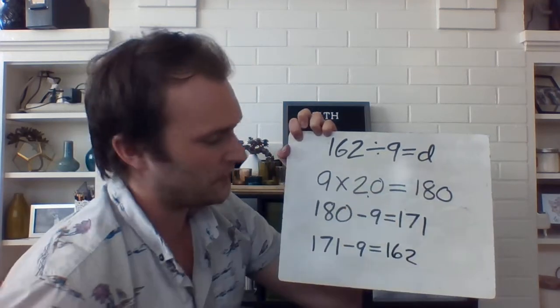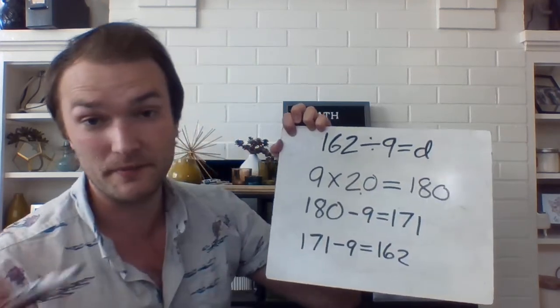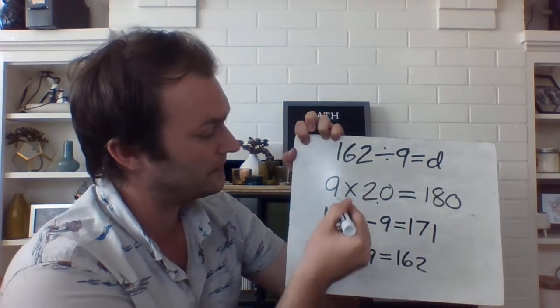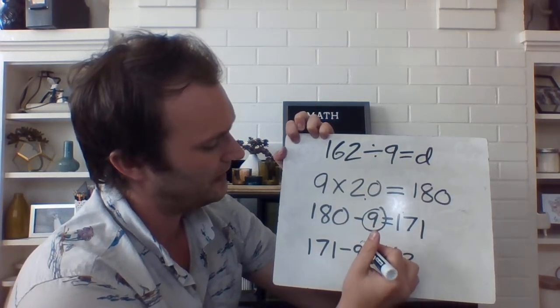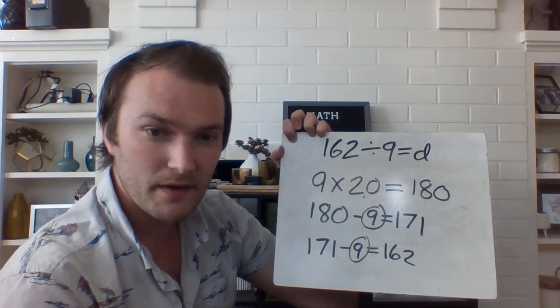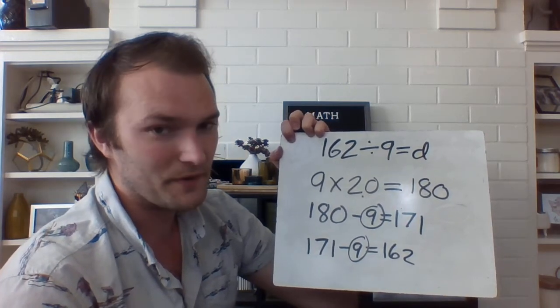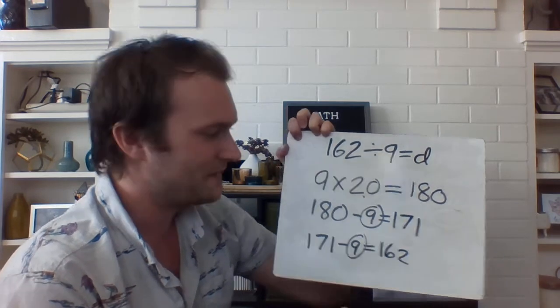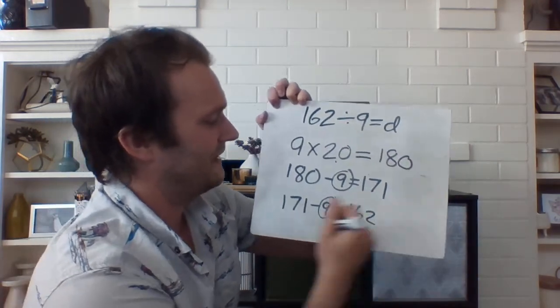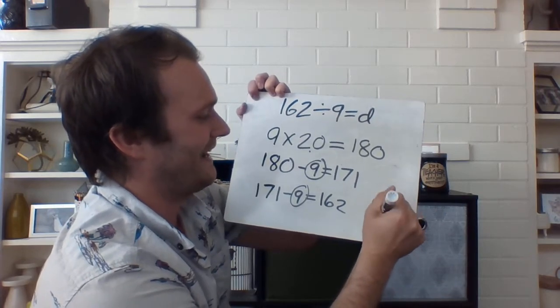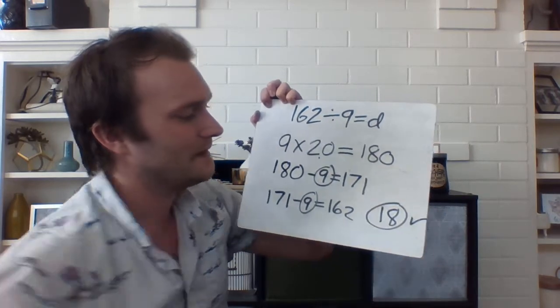So if I started with 20 groups of 9, and then I subtracted one group of 9 here, one group of 9 here. I'm letting you think through it. How many groups do I have altogether? I've got, I'm out of room. I've got 18 groups. So that would be my answer. My other dimension would be 18. And that's a strategy that I really like to solve, using multiplication to help me solve a bigger division problem like that.